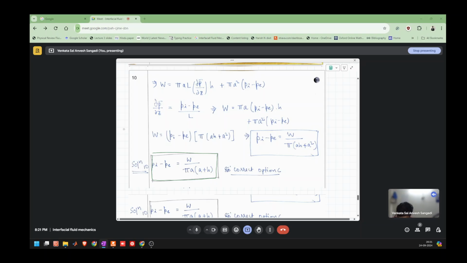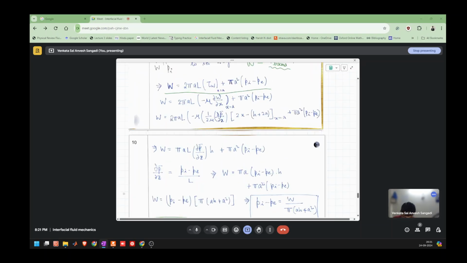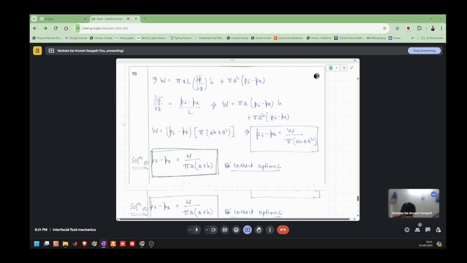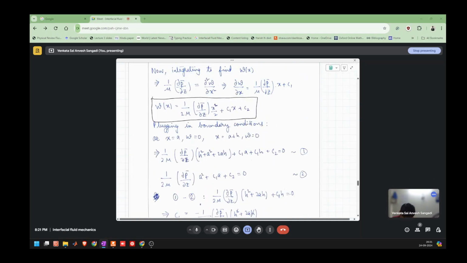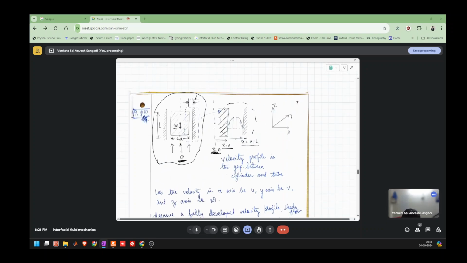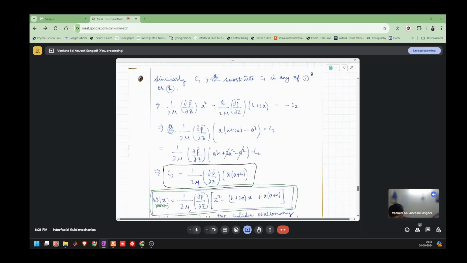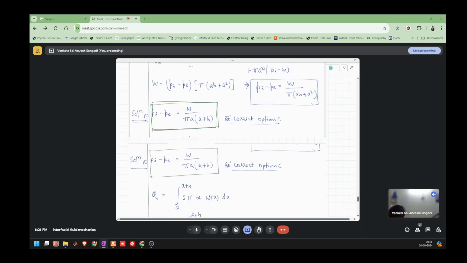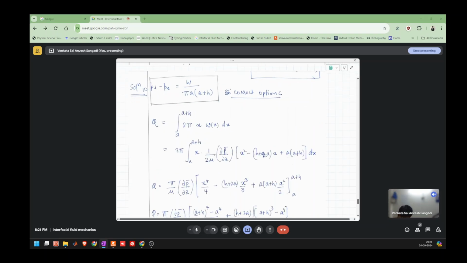This was also found to be the same in the previous analysis where the center was shifted. Basically, the center was here. Upon solving that, we get the same pressure difference. So now comes the part where we weren't able to get the solution.